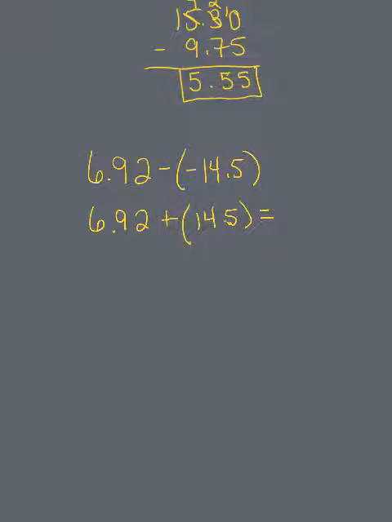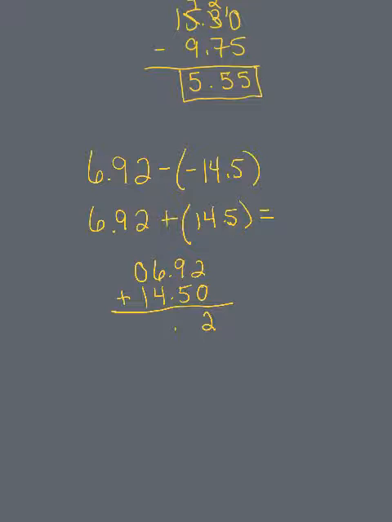So I have 6.92 and 14.5. I need to add those. 6.92, 14.5. Again, keeping our decimals lined up. Now I need a filler 0 here. I can put one up here as well. It doesn't really matter. I'm going to do that just for consistency's sake. And I'm adding, so I don't have to worry about borrowing and all that. Otherwise, I might put the larger number on top.